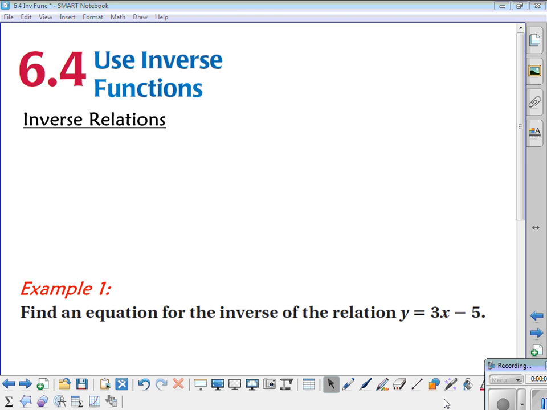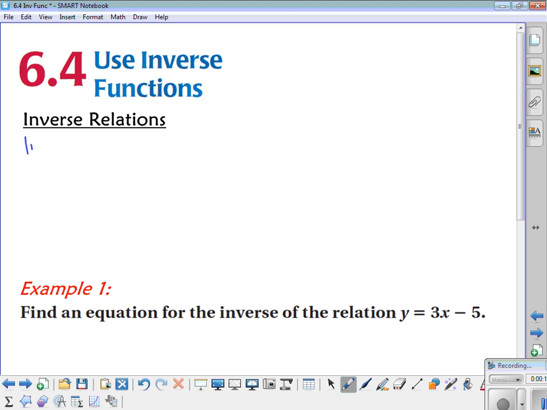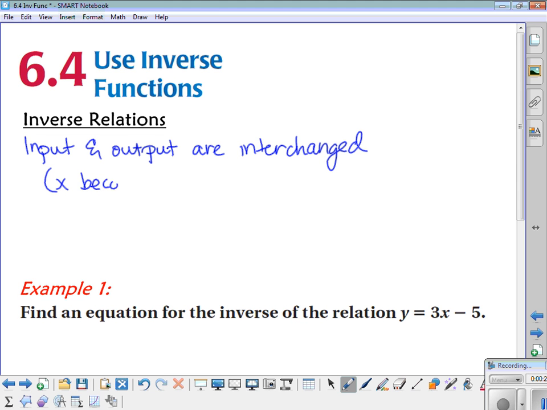All right, so today we're going to be talking about inverse functions. First of all, when we have an inverse relation, that means that the input and the output are interchanged with each other. So what I mean by that is basically x becomes y and y becomes x. Always? Yes. We're just switching the places of the x and y.